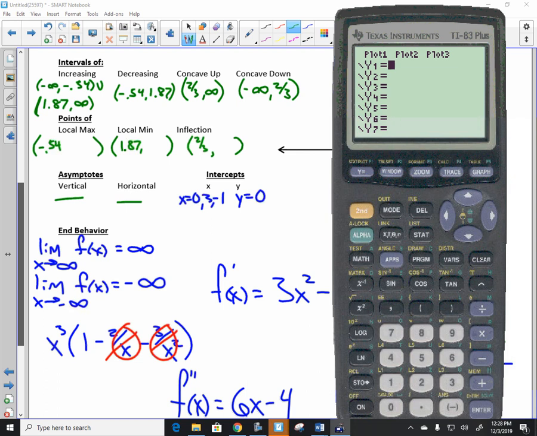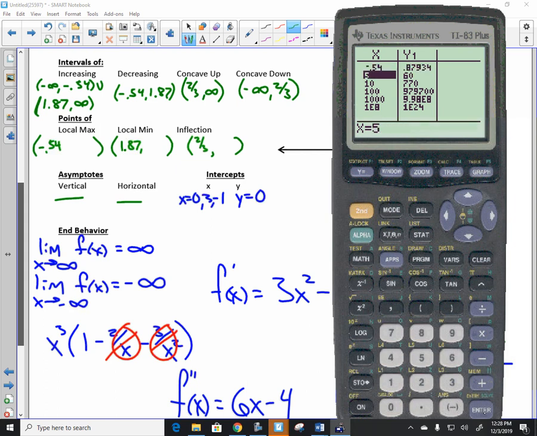So I go to my graph and I type in x cubed minus 2x squared minus 3x. And I'm going to go to my table and I'm going to type in negative 0.54. And it's going to give me a y value of 0.88. And I'm going to type in 1.87. I'm going to get a value of negative 6.07. And I'm going to type in 2/3, 2 divided by 3, and I get negative 2.6 approximately, negative 2.59. Okay?